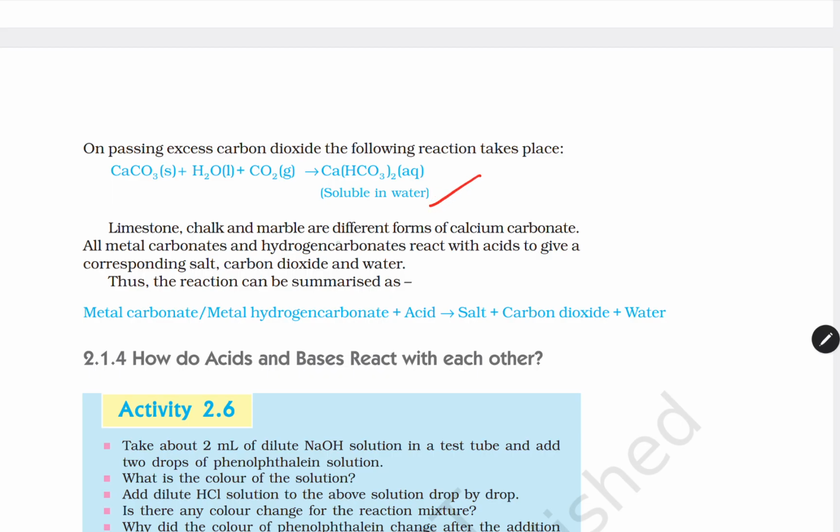Limestone, chalk and marble are different forms of calcium carbonate. All metal carbonates and hydrogen carbonates react with acids to give the corresponding salt, carbon dioxide and water. So the reaction can be summarized as: metal carbonates and metal hydrogen carbonates react with the acid to release salt, carbon dioxide and water.